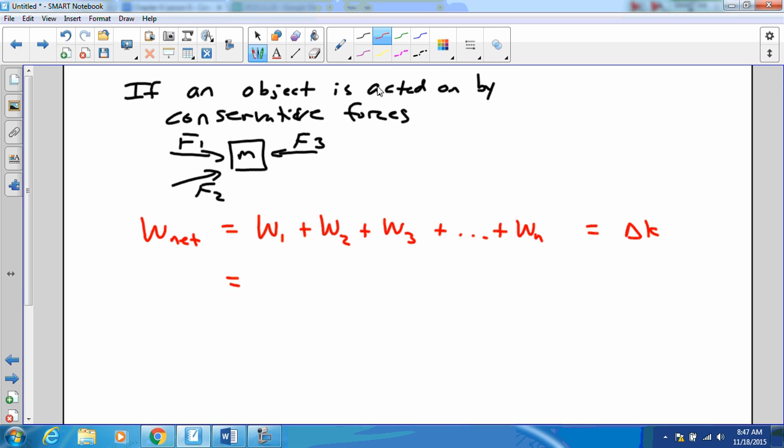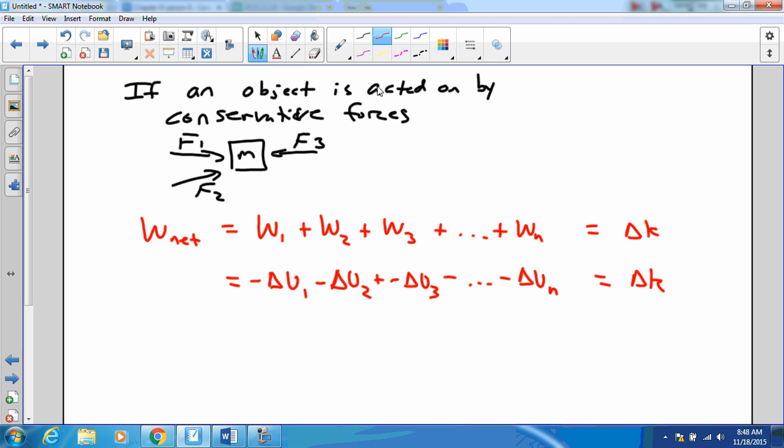And the second thing that I know is that the work done by each one of these conservative forces is the opposite of the change in potential energy in the object that results from those forces. So the work done by force number 1 is the opposite of the change in potential energy for force 1, plus the opposite of the change in potential energy for force 2, plus the opposite of change in potential energy for force 3, plus all the way down the line to the opposite of change in potential energy for the last force. And that is equal to the change in kinetic energy of the object.